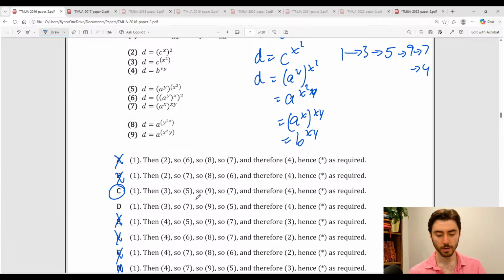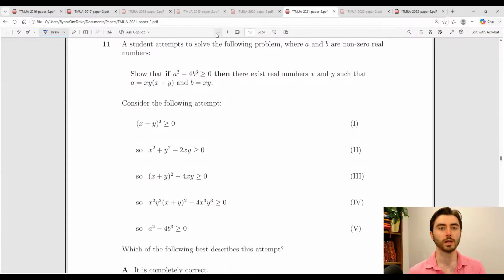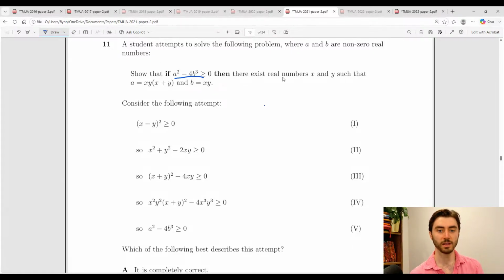Let's do some proof logic before we wrap. I think the next one on my list, question 11 from 2021, is interesting. The idea is that each line must flow continuously into the next line in order for it to work. So this is attempting to prove that if this thing is true, then there exists a real number such that this thing is true. Let's consider the following attempt. So this is a true statement.